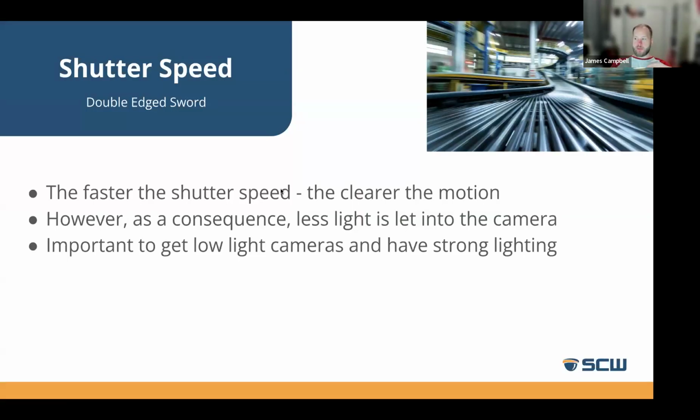Another thing about shutter speed is that the faster the shutter speed, so 1/4000 is obviously much faster, and we saw that the clarity was much better on that, as a consequence it lets in less light. So in situations where you have very fast moving things, and seeing them very clearly is a priority, you either have strong lighting in the area, or you have cameras that have low light capabilities, or honestly both would be preferable. If you have dimmer areas, you may need to lower it down.